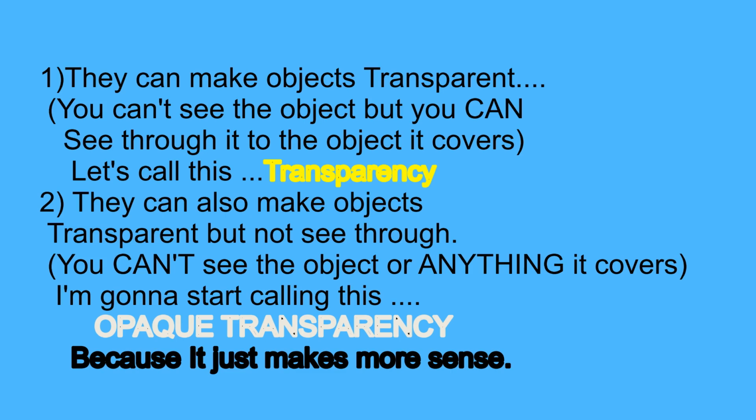These blend modes cause transparency in two ways. They can make objects transparent. In other words, you can't see the object, but you can see through it to the object that it covers. So we're going to call that transparency. The other way they do it is they can make objects transparent, but not see-through. In other words, you can't see the object or anything that it covers. I'm going to start calling this opaque transparency because it just makes more sense. I think I understand the way VSDC accomplishes this, but I'm not going to go there right now.